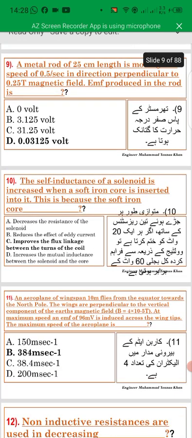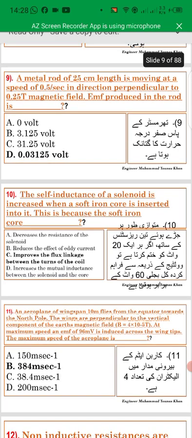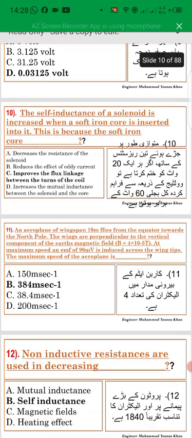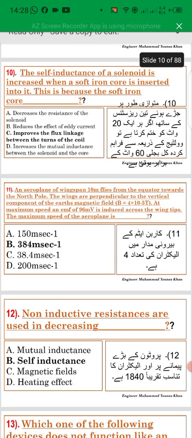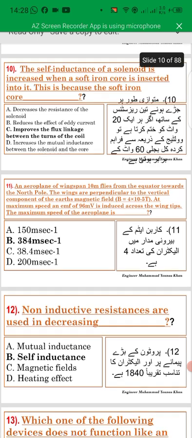A metal rod of 25 cm length is moving at a speed of 0.5 meters per second in a direction perpendicular to a 0.25 magnetic field. EMF produced in the rod is 0.03125 volt. The self-inductance of a solenoid is increased when a soft iron core is inserted into it. This is because the soft iron core improves the flux linkage between the turns of the coil.